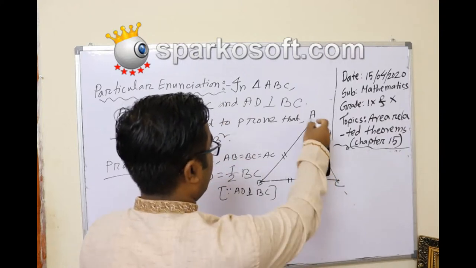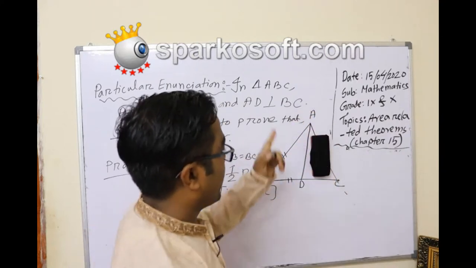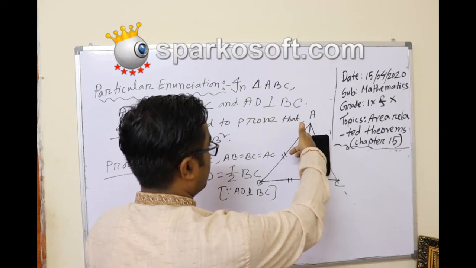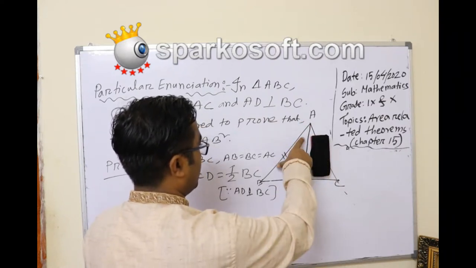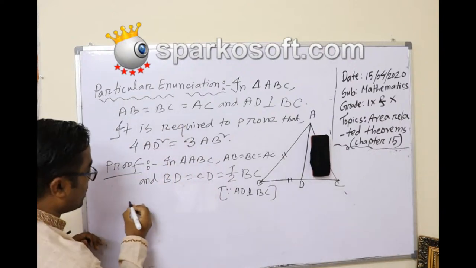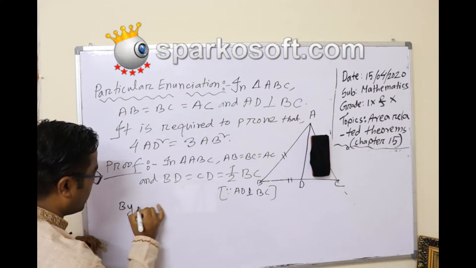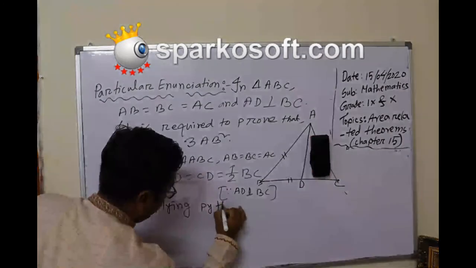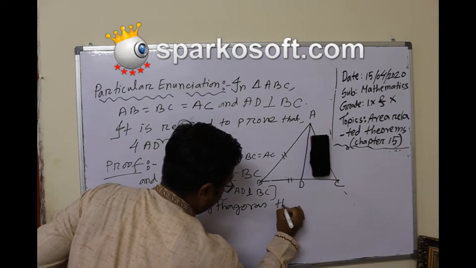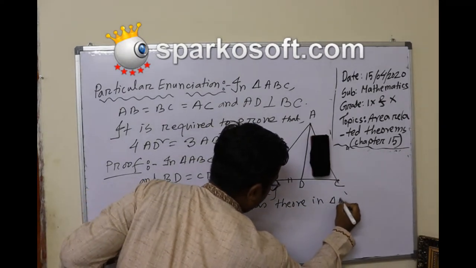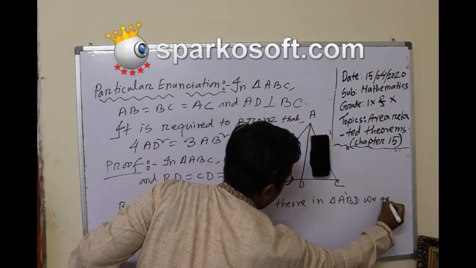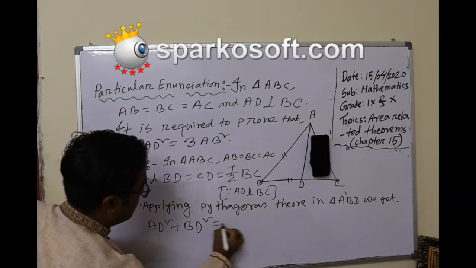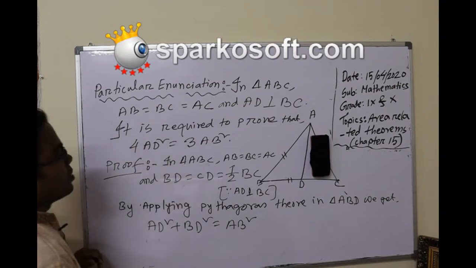Okay. Now in triangle ABD, don't think about this one. This one only you can focus on what? Triangle ABD. By applying Pythagoras theorem in triangle ABD, we will write AD square plus BD square equal AB square. Okay, you can write what? By applying Pythagoras theorem in triangle ABD, we get AD square plus BD square equal to what? AB square.